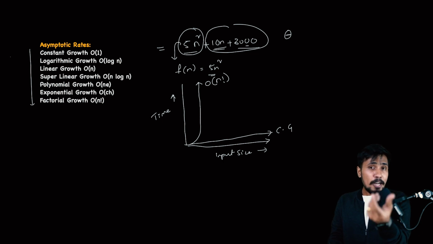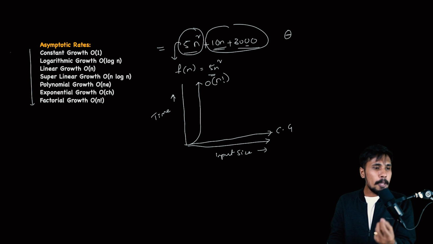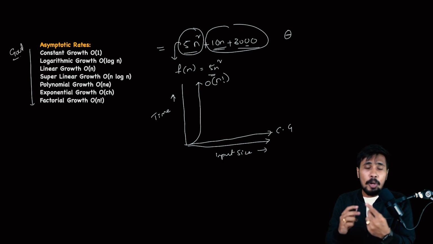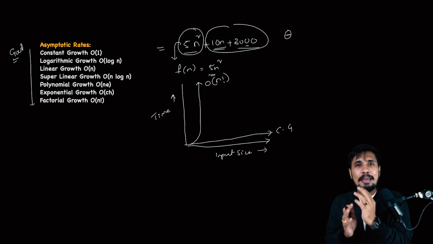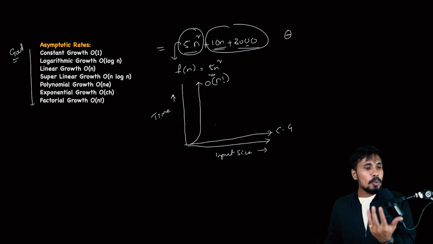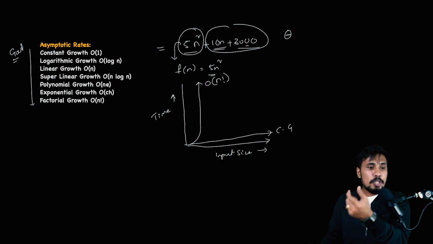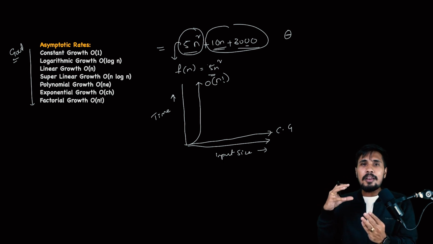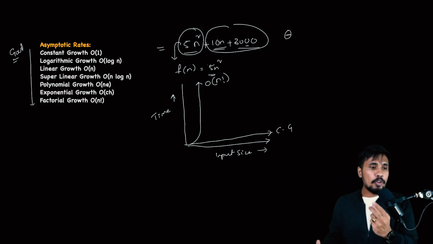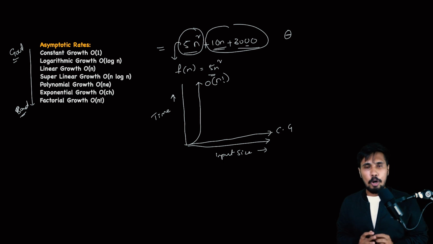So when you are taking these asymptotic rates, as you are going from constant growth towards factorial growth, the functions which are in constant or logarithmic format are going to have good performance, meaning they're going to have the least amount of running time, or we can say the least time complexity. And when you go towards exponential growth or factorial growth, it takes a huge amount of time, even for smaller inputs. So this is going to be bad, or worst, in terms of our time complexity.